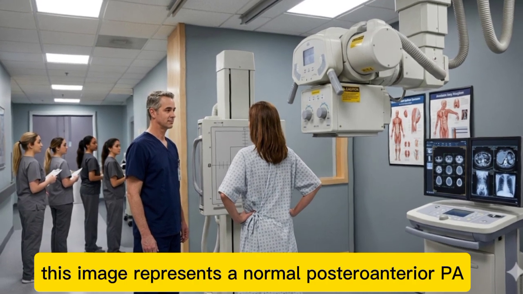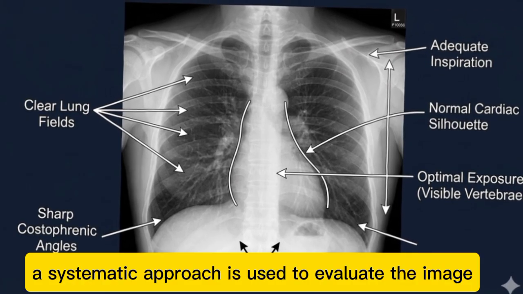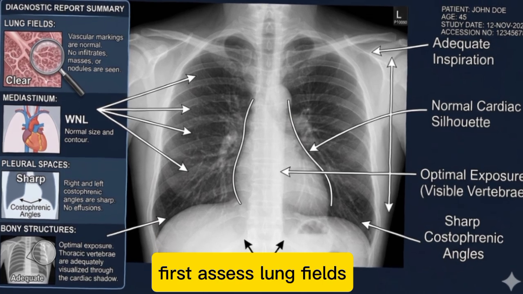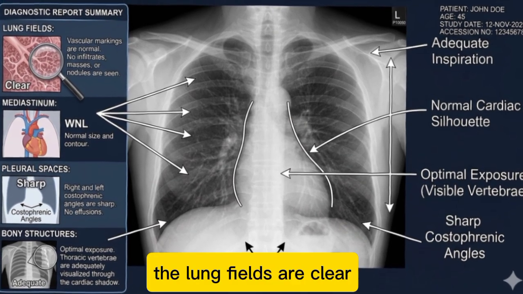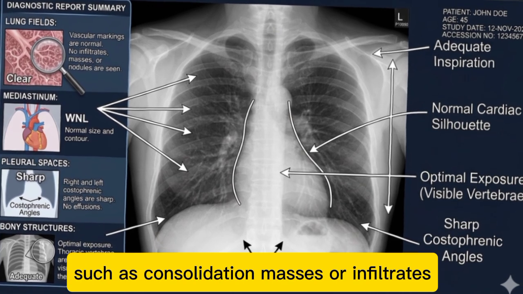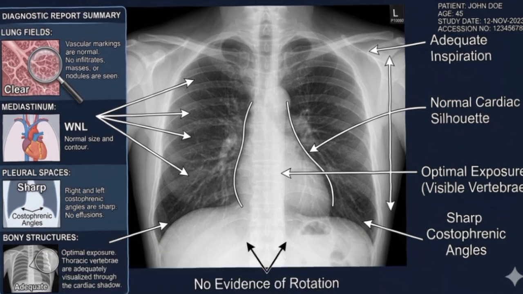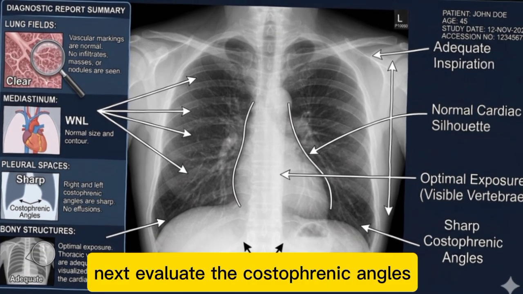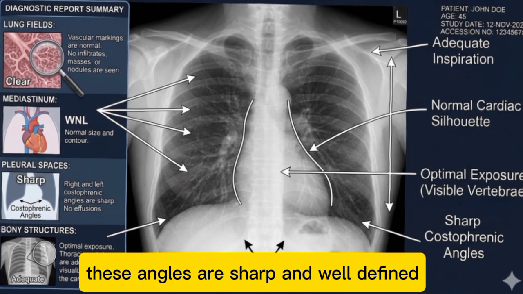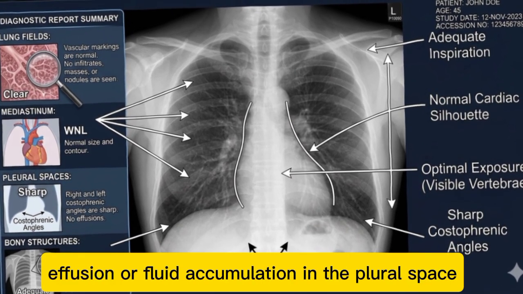This image represents a normal posterior-anterior PA chest radiograph. A systematic approach is used to evaluate the image. First, assess lung fields. The lung fields are clear, meaning there are no abnormal opacities such as consolidation, masses, or infiltrates. The lung markings are visible and evenly distributed. Next, evaluate the costophrenic angles. These angles are sharp and well-defined. This indicates there is no pleural effusion or fluid accumulation in the pleural space.